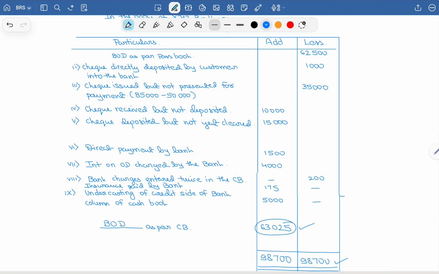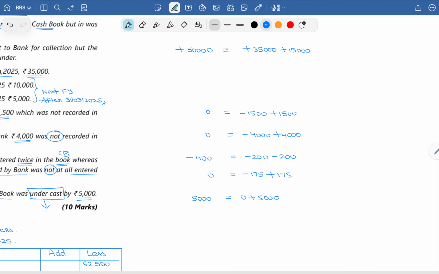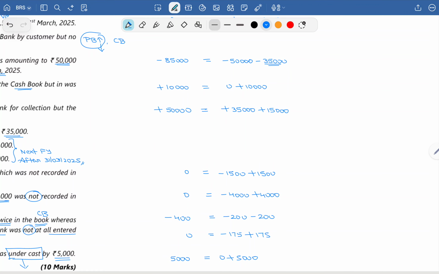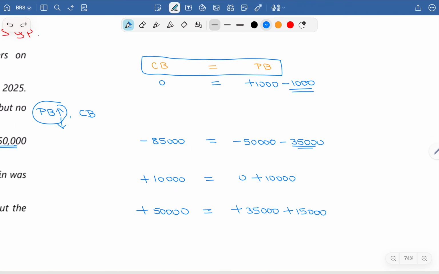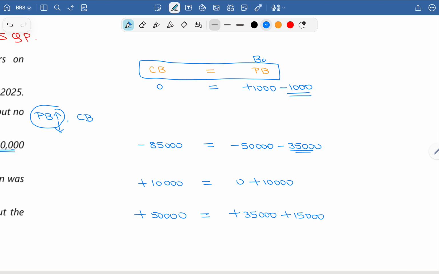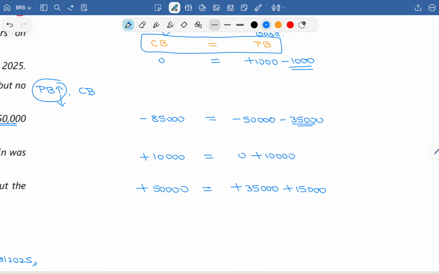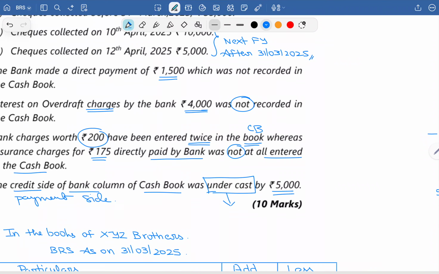To present the add column and less column, it is easy for you to analyze the things and identify whether it has to be added or deducted. There is a simple formula. Your cash book always has to be equal to what? Passbook. So you have to analyze whether we have to go by the cash book or by the passbook. Whatever is our base, only the base value can be altered on the right hand side. Either it is added or deducted to make it equal to what? Cash book. So that add and less you have to identify. So this is the answer for this question.